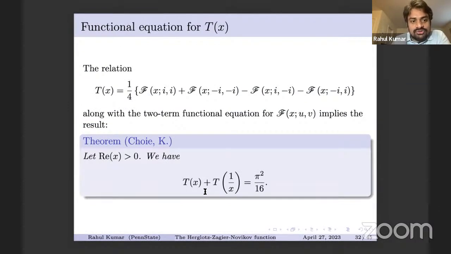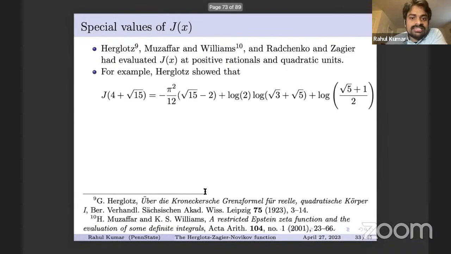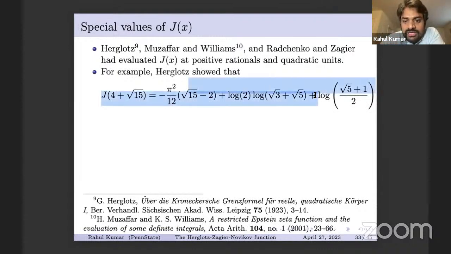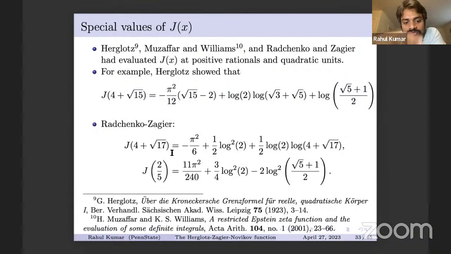So now let me go to the special values of these functions that we have discussed up to now. There we will see the applications of these functional equations for j, t, and all. So Herglotz first of all, and then Muzaffar and Williams, Radchenko and Zagier evaluated j at various special values. This is the example from the Herglotz paper. He evaluated at various quadratic units. So j of 4 plus root 15 can be given in simple terms, in terms of log. And Radchenko and Zagier provided some of the evaluations here. They actually have two big tables in their paper for the special values of j. I will discuss how they got these two tables.